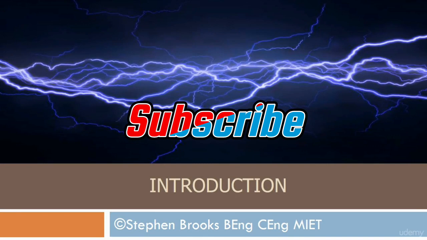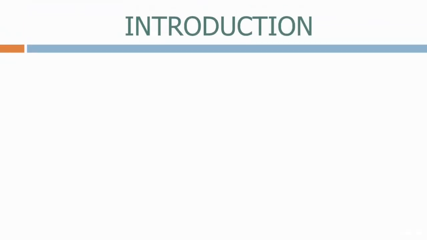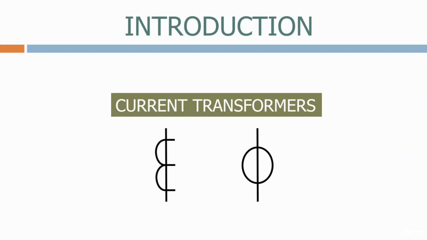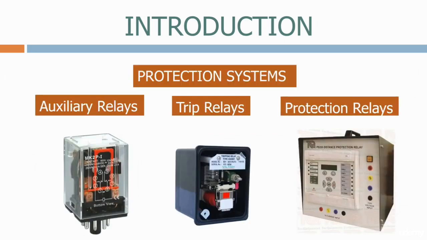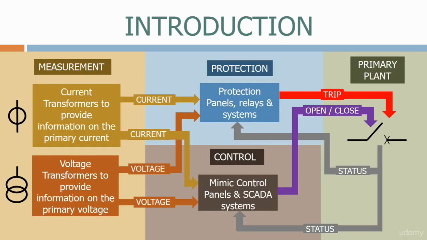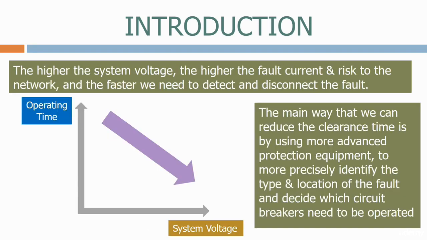Electrical protection is a key element in all electrical systems and ensures that the electrical network can operate safely and efficiently. We will begin by showing you the symbols that we use in protection schemes and introduce you to some of the protection equipment that you will come across and show how they all fit together. We will then look at some of the fundamental principles behind protection systems and show what we are aiming to achieve when we put these systems together.